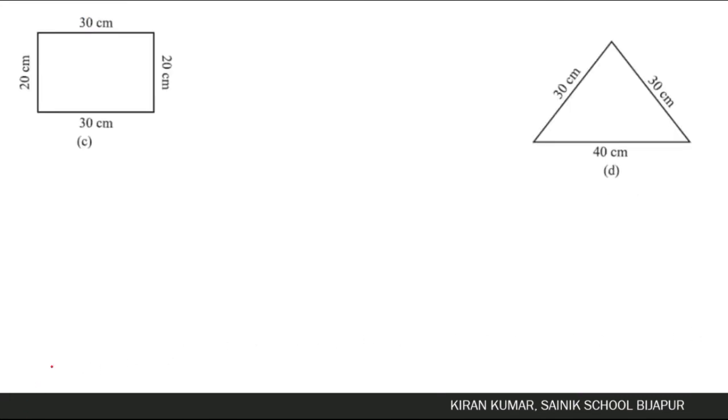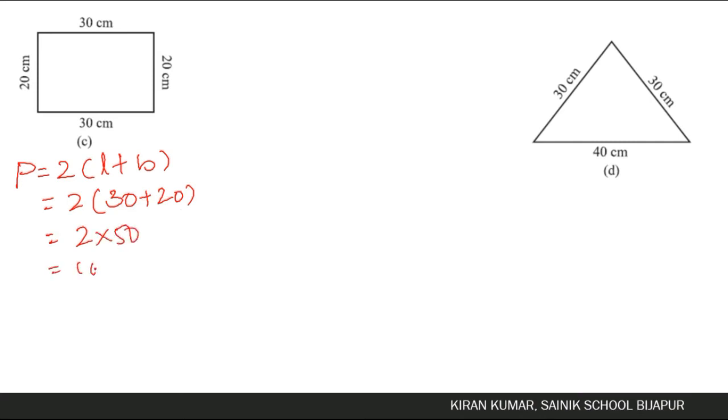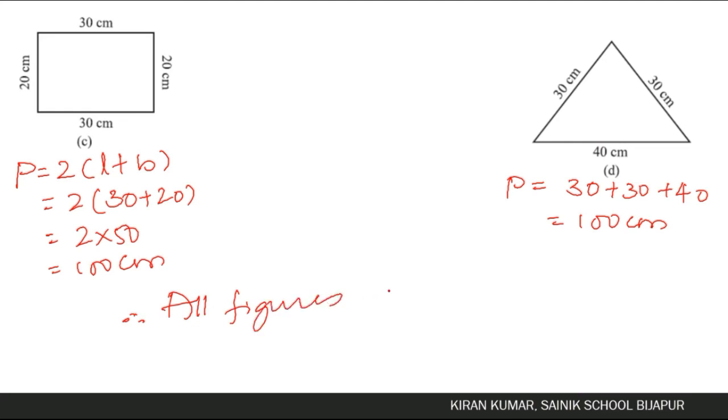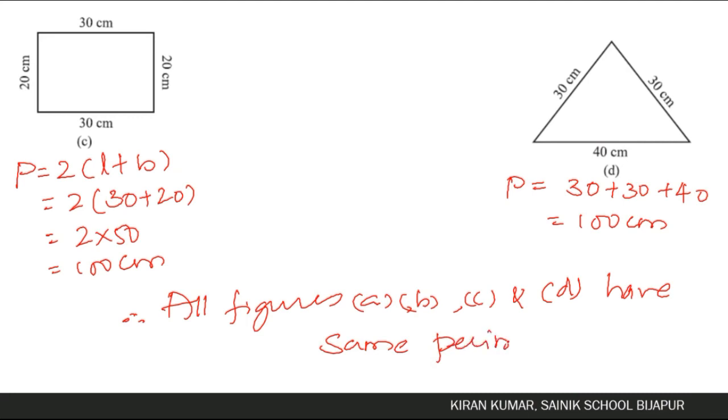Let us look at next two figures. What will be perimeter of this rectangle? Perimeter is 2 times of length plus breadth here. It is 2 times of 30 plus 20. Again, we get 2 times of 50, which is 100 centimeter. For this triangle, perimeter is the sum of all sides, 30 plus 30 plus 40, which is 100 centimeter. In these two figures also, perimeter are same. Therefore, all figures A, B, C and D have same perimeter. This is what we infer from the answer.